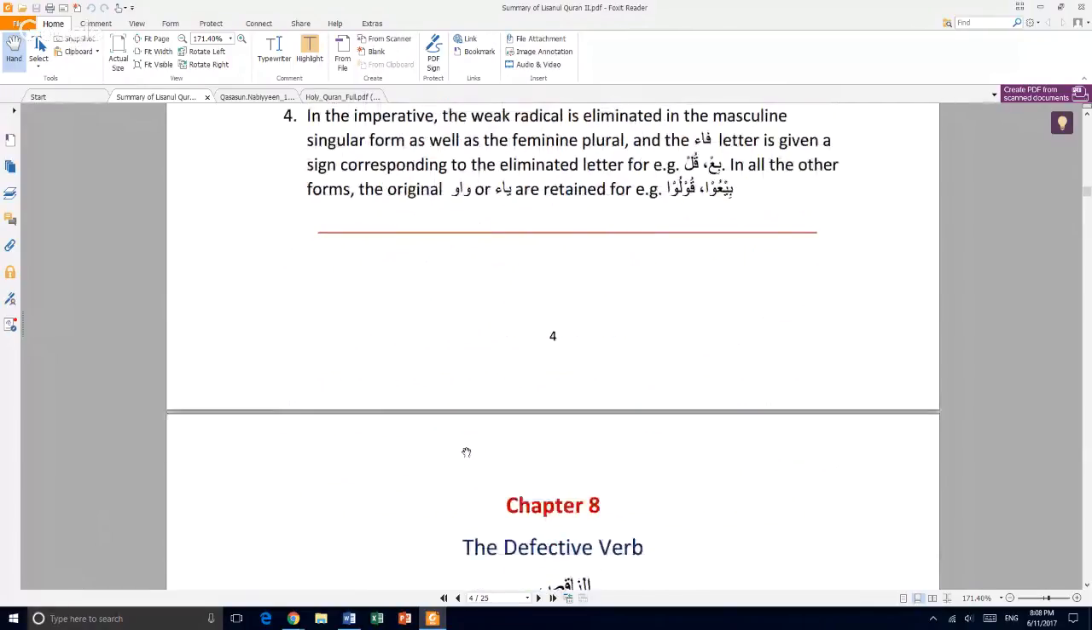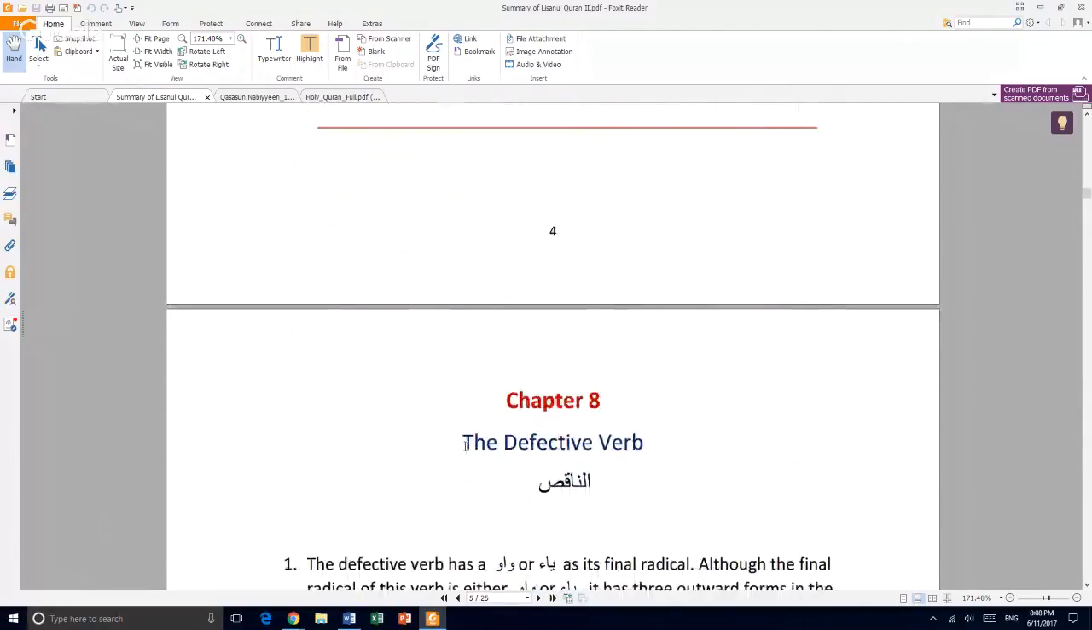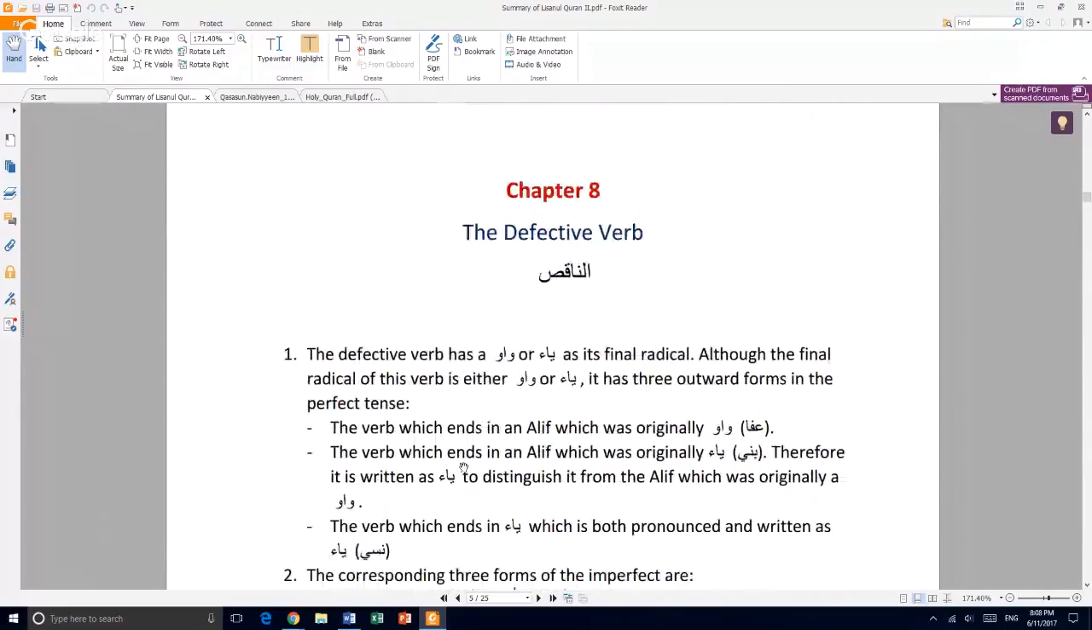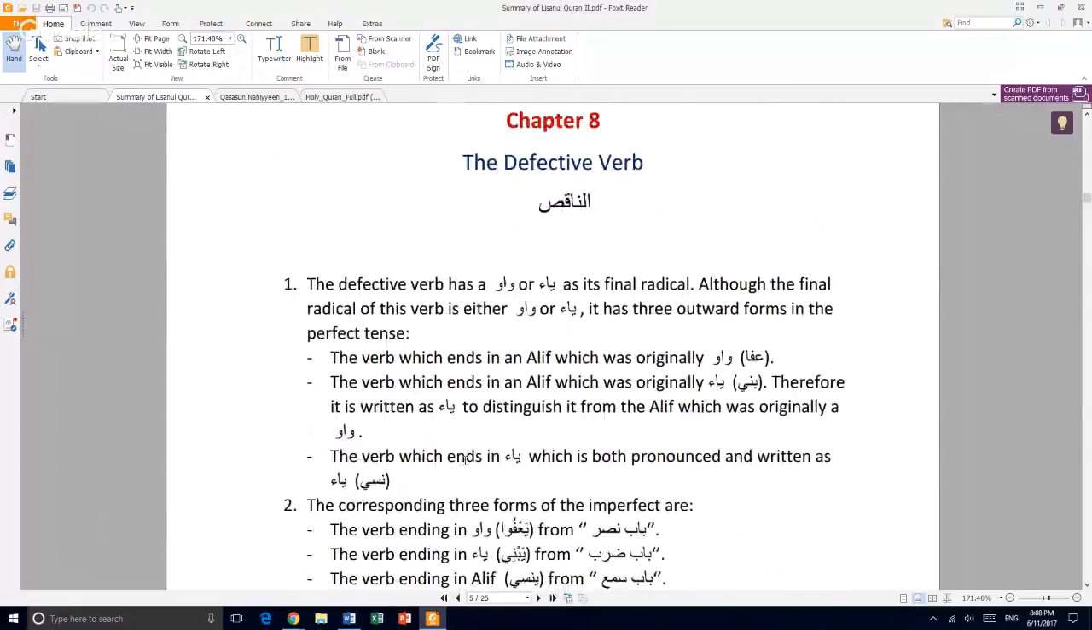So no more questions for Ajwaf? Okay, inshallah, now go to chapter 8. Naqis, the defective verb, Wawi or Yayi again. Yes, can you read for me? The defective verb has a waw or ya as its final radical. Although the final radical of this verb is either waw or ya, it has three outward forms in the perfect tense. The verb which ends in an alif, which was originally waw: afa.